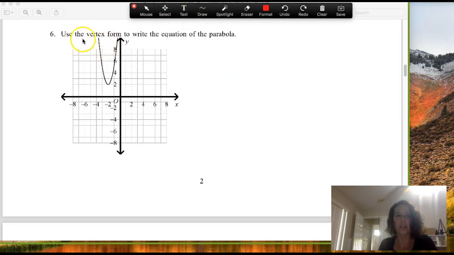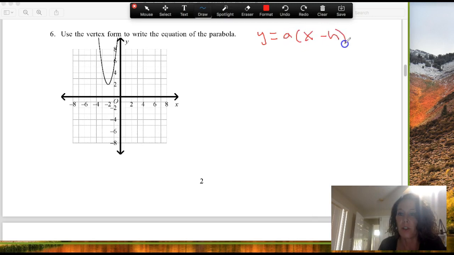Okay, on this one, we're going to use the vertex form to write the equation of this parabola. Let's just write down vertex form, not standard form, vertex form. y equals some value a times (x minus h) squared, plus k. Now h, k is easy, that's my vertex. I can see that right away. My vertex is -2, 2. There's my vertex. So I know my vertex is -2, 2.